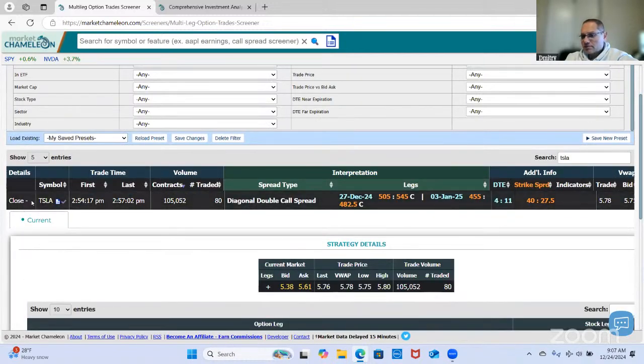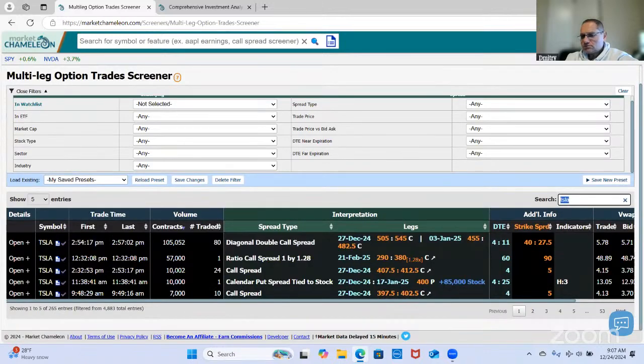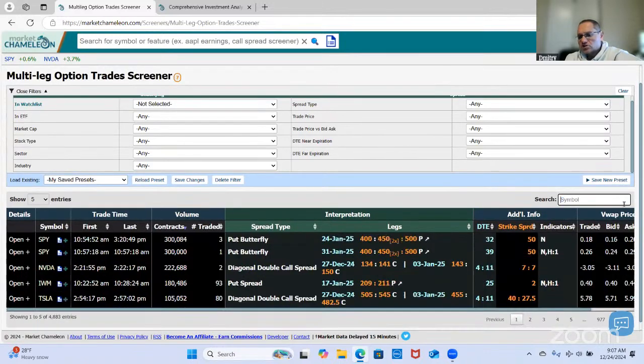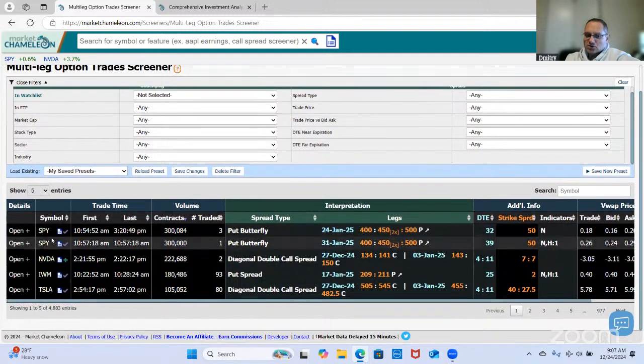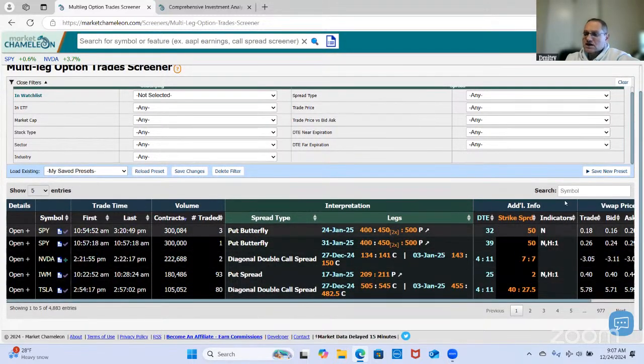However, let me go back to our original page where it shows the top 5 unfiltered. So SPY here, we see between 1054.52 and 320.49. So the first trade in this put butterfly was at 1054.52 a.m.